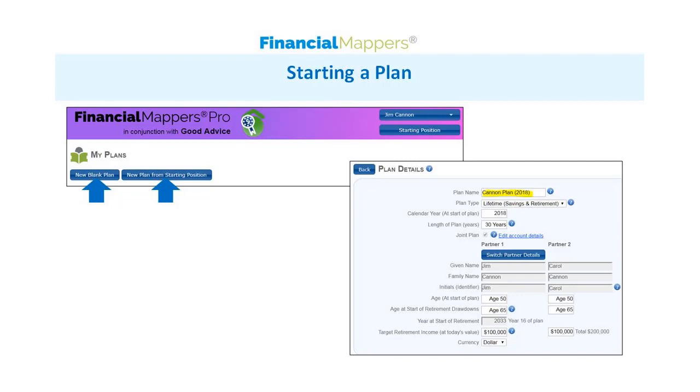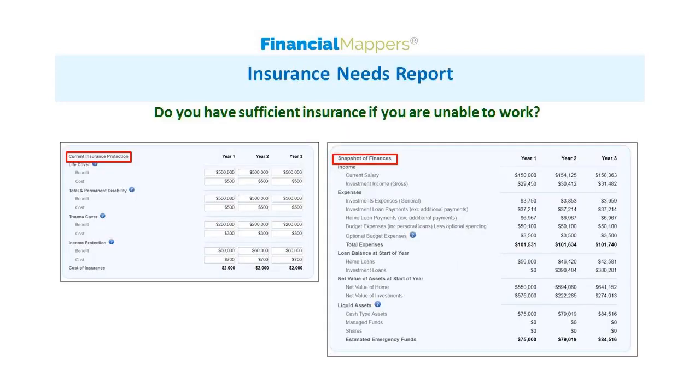Now, there are a lot of elements to consider in a Financial Mappers plan, and the following examples are just a few of those to get you started. One of Financial Mappers' features you should utilise is the Insurance Needs Report, found under the Reports chevron. The Insurance Needs Report gives you a snapshot of your finances for the first 3 years of your plan.